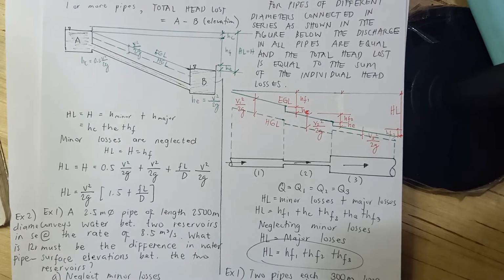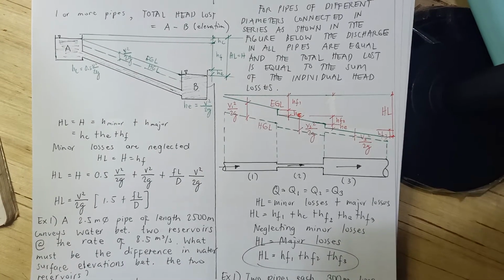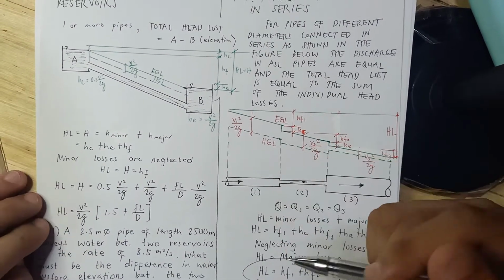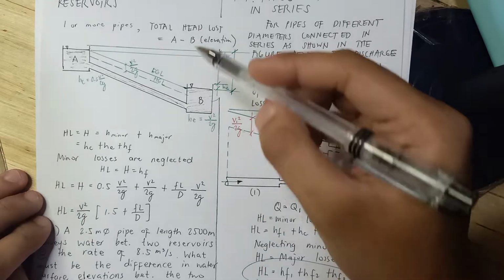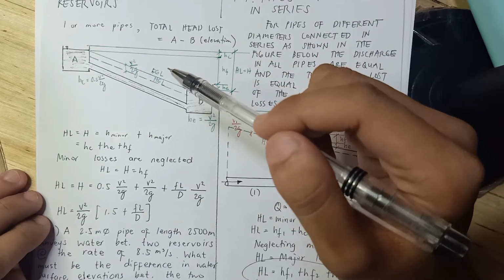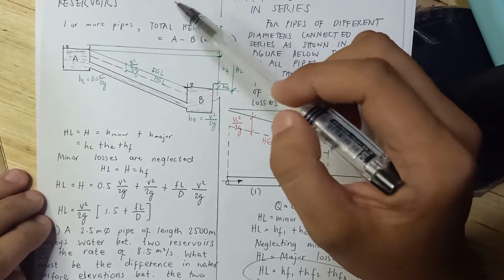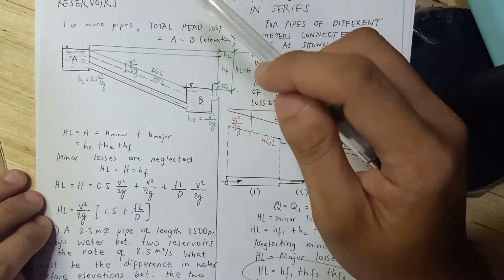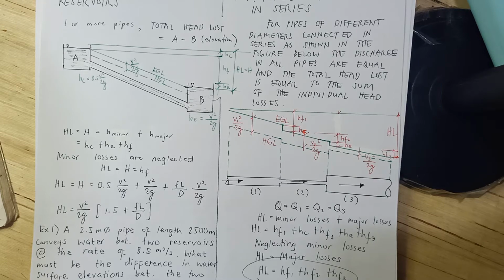So let's proceed to the sixth topic, which is pipes connecting two reservoirs. When one or more pipes connect two reservoirs as in the figure shown, the total head loss in the pipes is equal to the difference in elevation of the liquid surfaces. So, the total head loss is the difference in elevation between reservoir A and reservoir B.